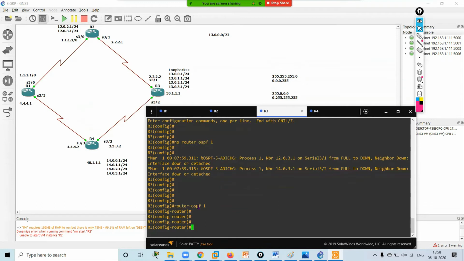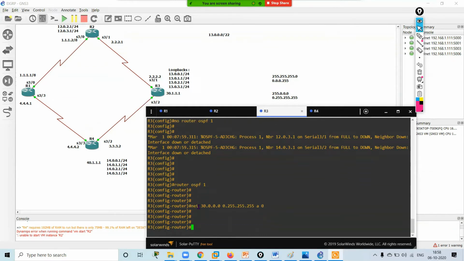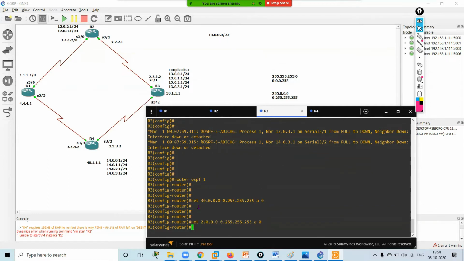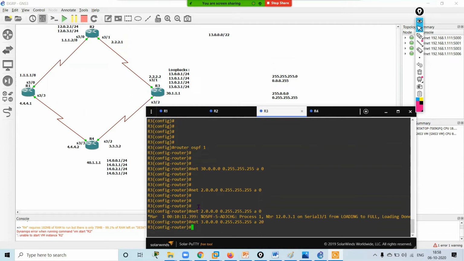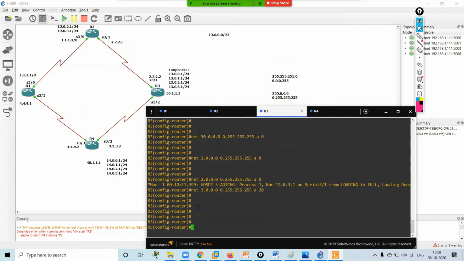Router OSPF 1. Now I'll put the 30.network in area 0, the LAN of R3 in area 0. The 3.network will be in area 20. Before that, 2.network in area 0 and 3.network in area 20.